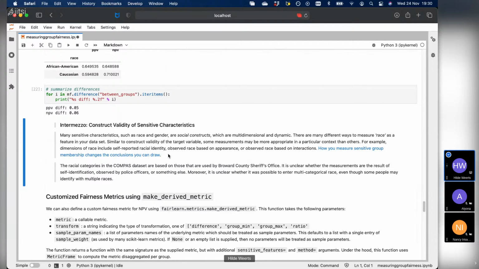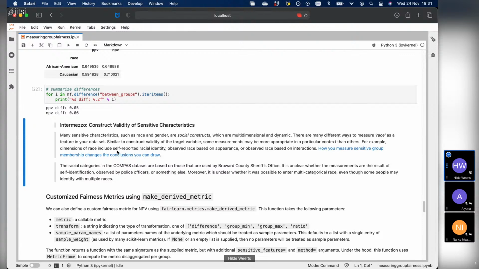And of course, in practice, we are usually already happy if we have some sort of measurement of these sensitive characteristics. But regardless, I would really advise you that if you have the opportunity to collect this data yourself, to really think through what you are actually measuring, because many of these are social constructs, like race and gender. There are many different ways in which you can measure race, and how you measure it could affect what you can conclude.